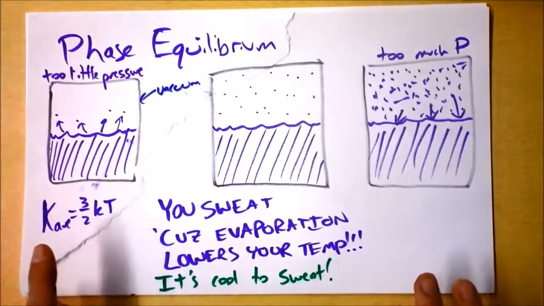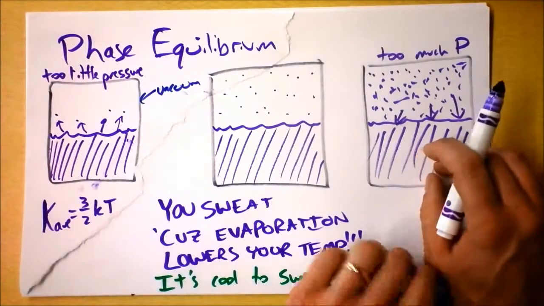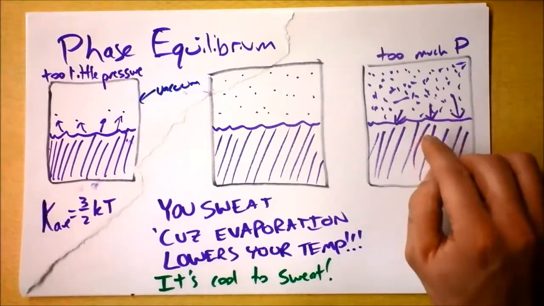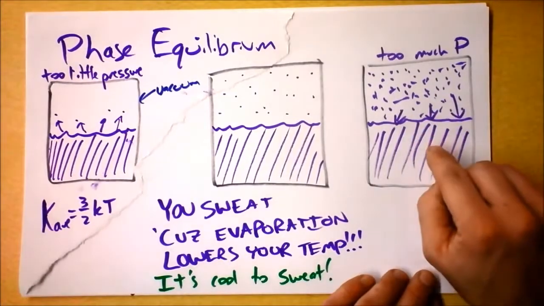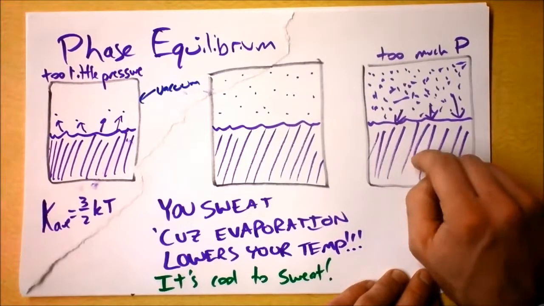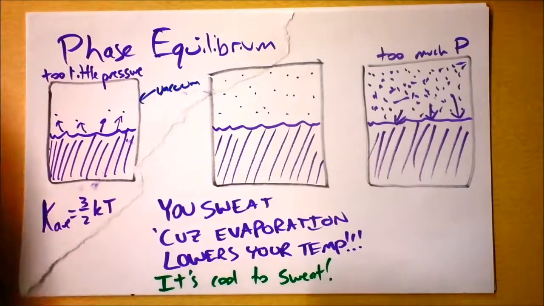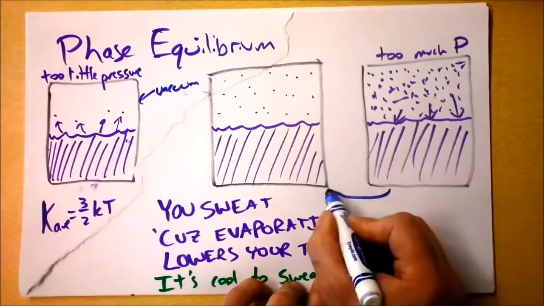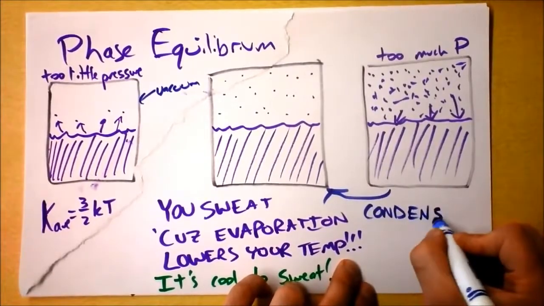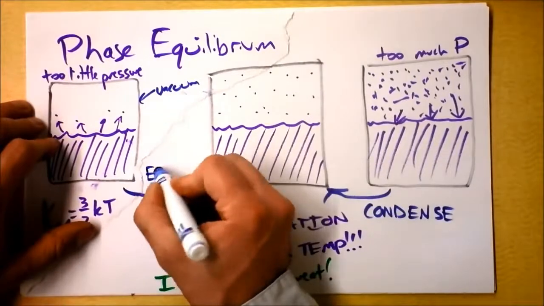Or another way to look at it: how could I get from having too much pressure back to an equilibrium? How could I make that too much pressure be an equilibrium? Well, if I had too much pressure and I wanted to get to equilibrium, I could just wait, because they will... let's put a verb on this. This is condensation. So this would be condensing. And this stuff right here, this is evaporating.